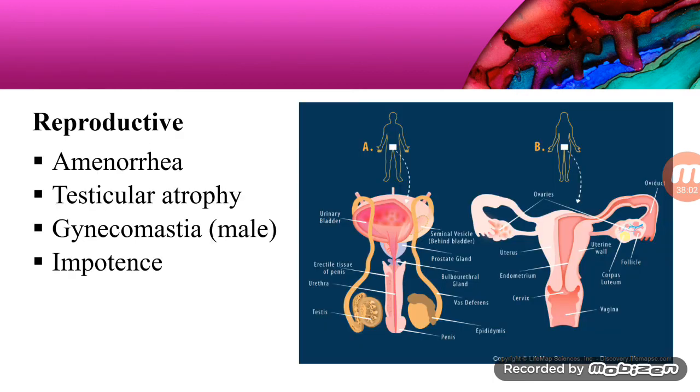Then reproductive symptoms, amenorrhea. In case of female, there will be missed periods, menstrual periods will be missed, and testicular atrophy. So this is in case of male. Testicular atrophy means shrinkage of the testis. The size of the testis will become smaller. Then gynecomastia. This is also in case of male. Gynecomastia means the increase in the breast tissue in men or boys. The breast size will become larger.